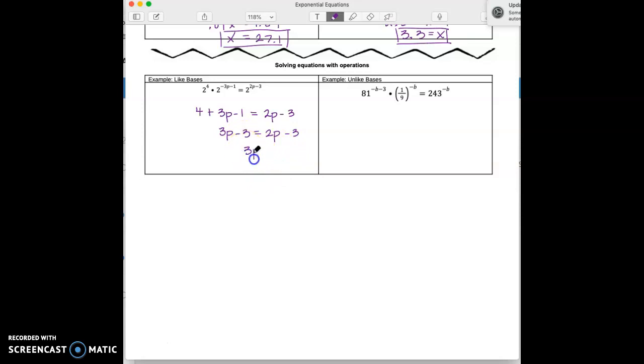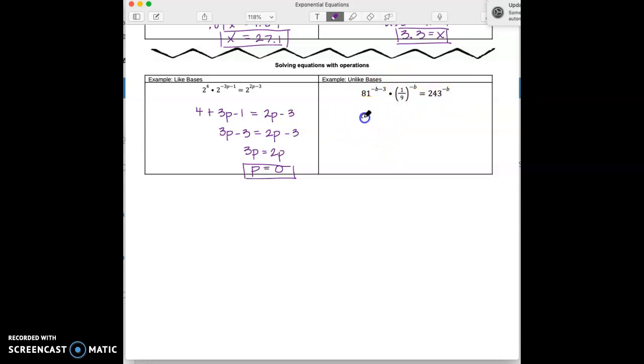I'm going to get 3p equals 2p. If I subtract 2p from 3p, that would be equal to 0. So that one wasn't too bad. Some of it just goes back to remembering your exponent rules. This one is going to use a couple different ones. I don't have a like base here in that I have an 81, I have a 1/9, and I have a 243.